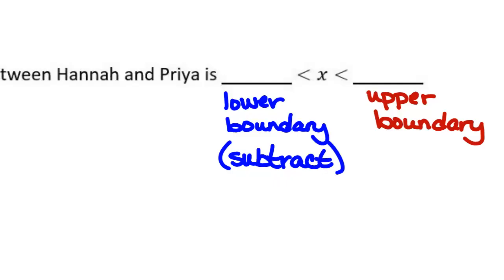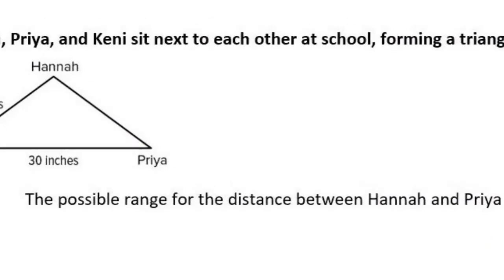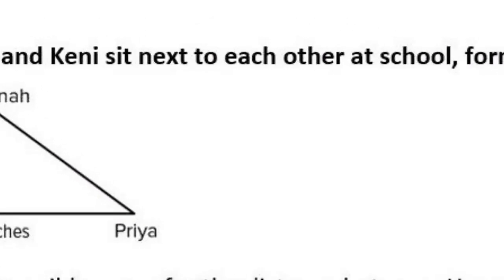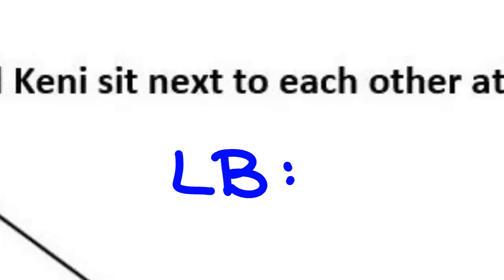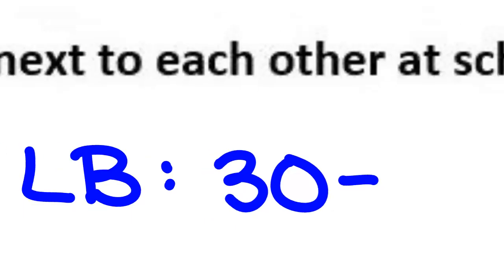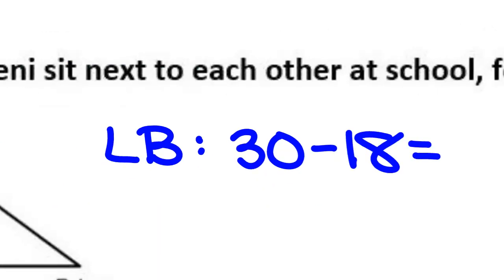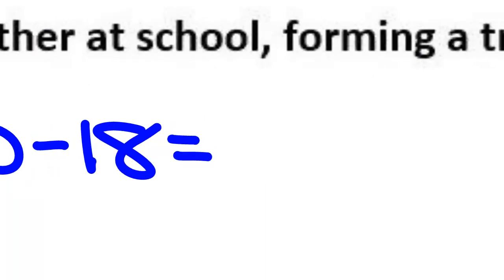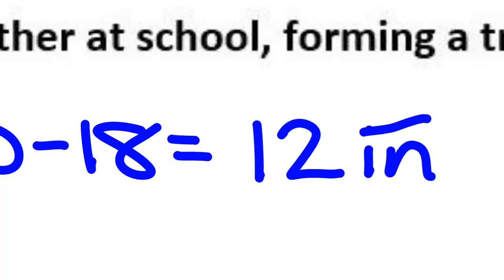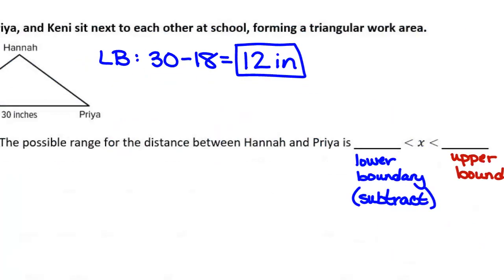Remember when we were looking at, can this form a triangle? I have to make sure that these two smaller sides, if one of them is the biggest, that third side isn't too big. So I have 30 inches and 18 inches. So for my lower boundary, we're going to do 30 minus 18, and that gives us what? No, not 14, but close. 30 minus 18. 12. So 12 inches is my lower boundary.